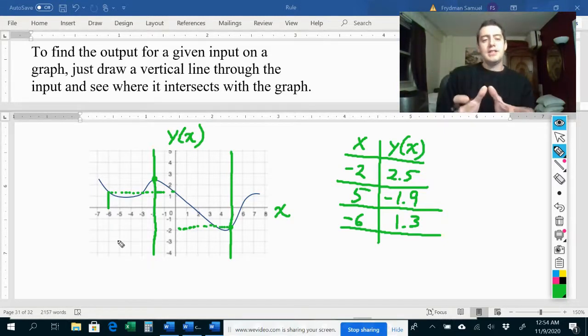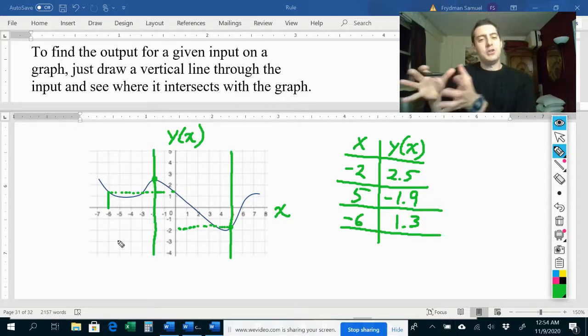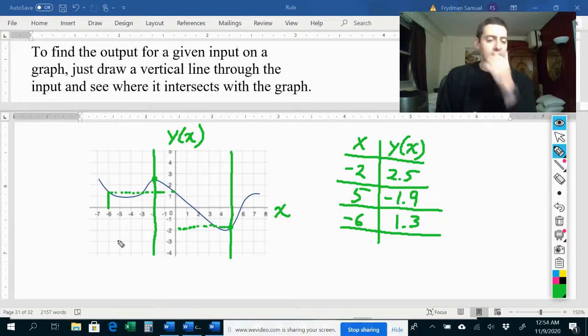I'm really telling you to draw the whole vertical line as a setup to my next video where we'll talk about something called the vertical line test. But the idea is just that if you want to draw this vertical line and see where it intersects the graph, then that tells you what the output would be for any given input.